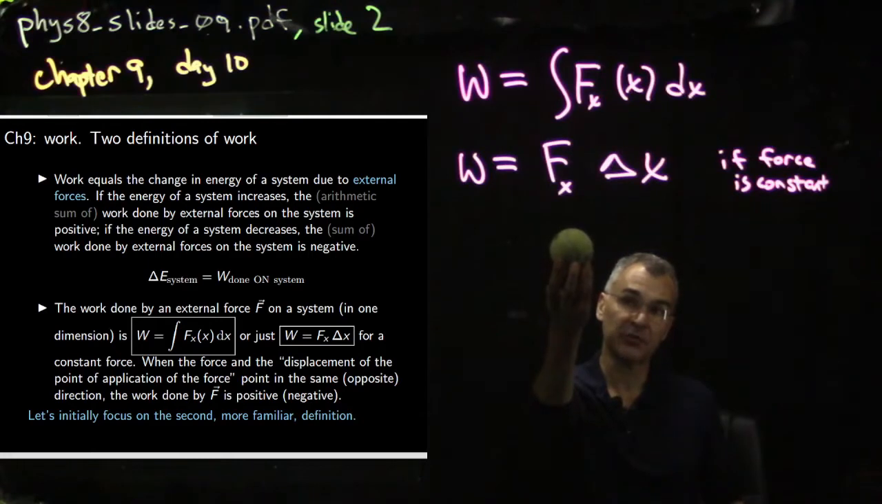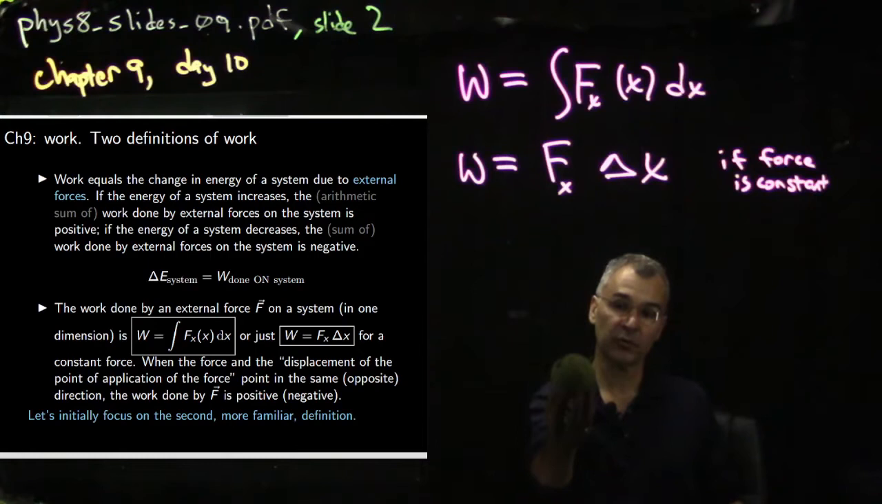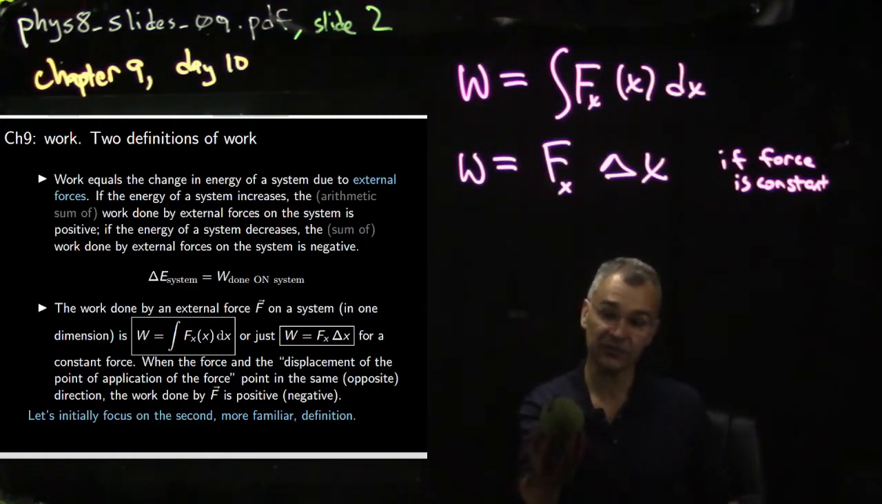Here I'm still exerting an upward force, but if I displace the point of application of that force downward, it's an upward force, but I'm displacing its point of application downward. Now I'm doing negative work on the ball plus Earth system. As a consequence, I'm decreasing the gravitational potential energy of that ball plus Earth system. It doesn't have to be potential energy that is changed as a result of doing work. For instance, you can change the kinetic energy of an object by doing work on it.